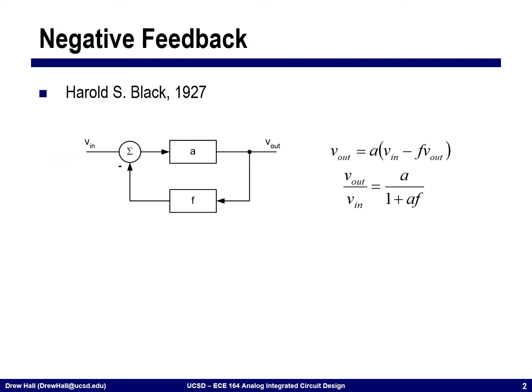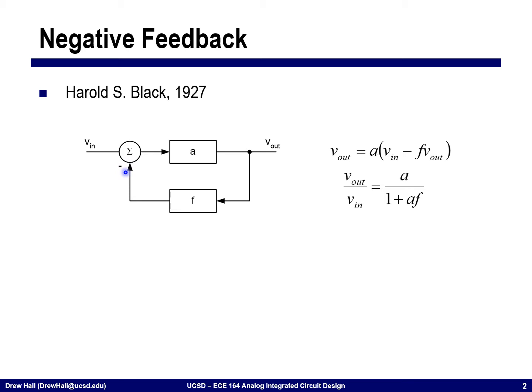The idea of negative feedback was conceived by Harold Black back in 1927. Conceptually, we can draw this as a block diagram, where I have an input, a forward path gain that I'm going to call A, and a feedback that I'm going to call F that is summed at the input. Note the polarity here, that this is indeed negative feedback. That is, I'm feeding back part of the output to the input with an inversion.